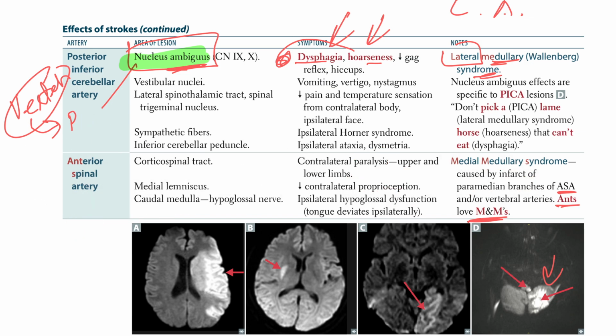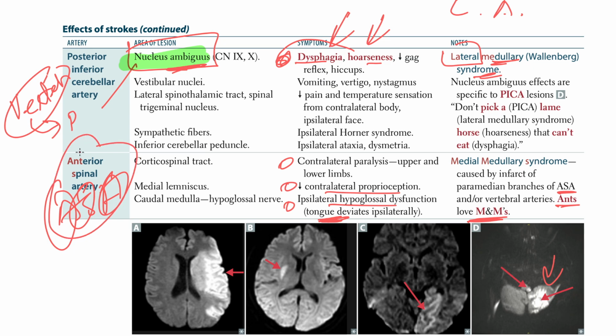So all of these things are total extra, right? For ASA, you will think about 3 things extra: contralateral paralysis of upper and lower limbs, decreased proprioception contralaterally, and ipsilateral hypoglossal dysfunction, tongue deviation. You think about tongue deviation, you think about ASA, the mnemonic being medial medullary syndrome, ants love M&M. Okay, and that is going to be all for strokes.